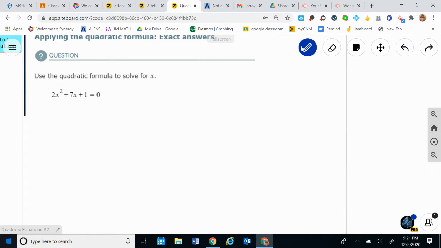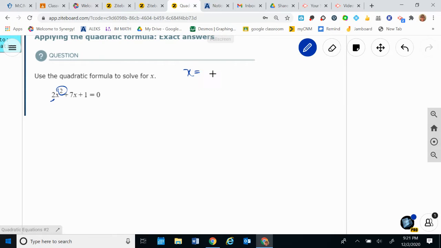Again, go through your checklist. Okay, can I factor it? Okay, first of all, is it set equal to 0? Yes. Set equal to 0. Check. Okay, it is quadratic. That's important. Okay. A is equal to 2, so I don't want to complete the square. I'm going to use the quadratic formula.